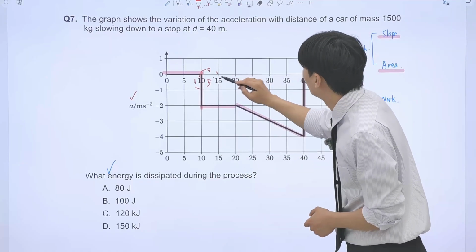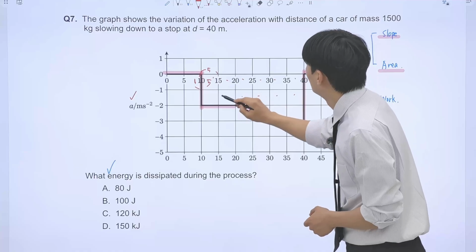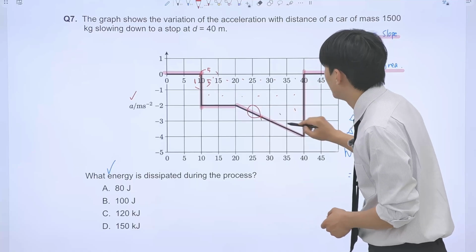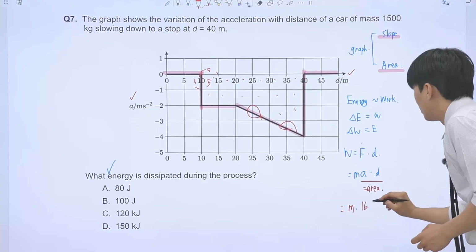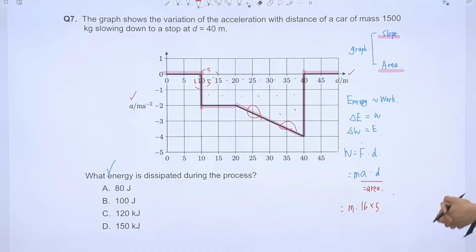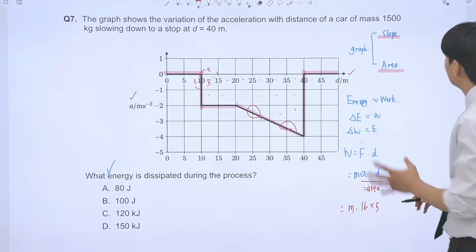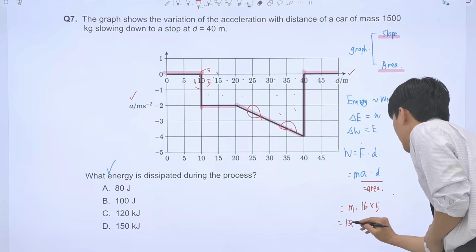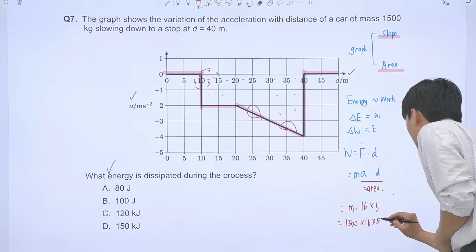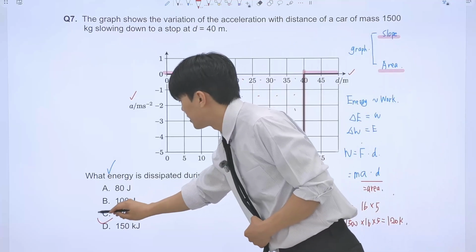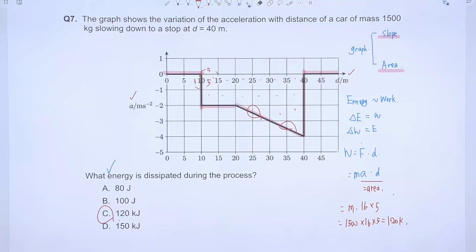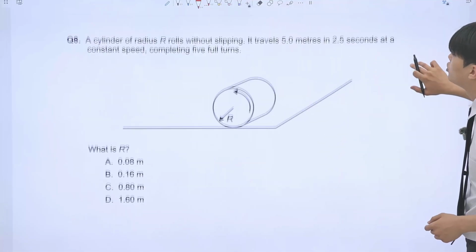So let's count: 1, 2, 3, 4, 5, 6, 7, 8, 9, 10, then 1, 2, 3, 4, 5, and 6. So that's 16 units, and 1 unit represents 5 units squared. And the mass is 1,500. So 1,500 times 16 times 5 is 120 kJ. So the answer must be C in that case. Right, let's move on to the next one.